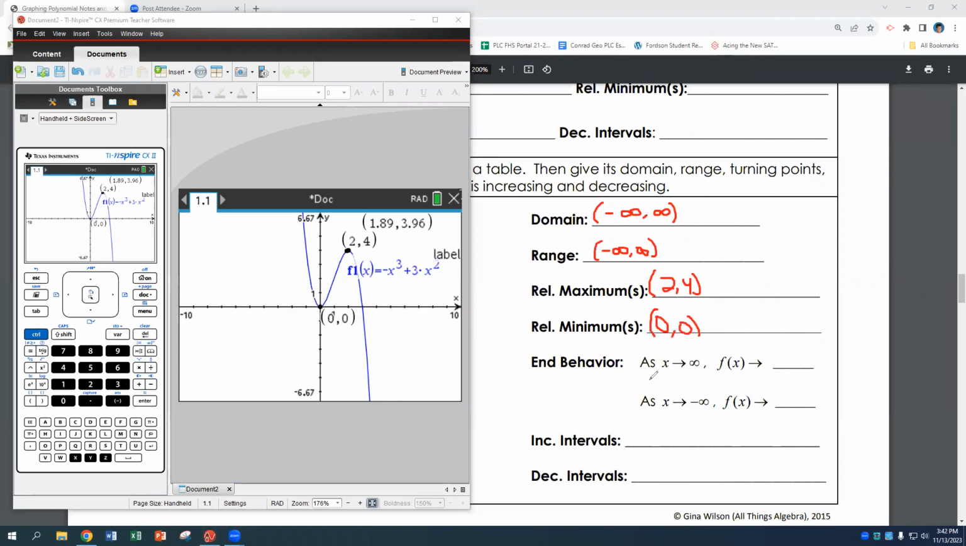Okay, end behavior. So as we go to the right, our function is going down. So as x goes to infinity, y or f of x goes to negative infinity. As x goes to negative infinity, so as we go to the left, our y value is going up towards positive infinity.